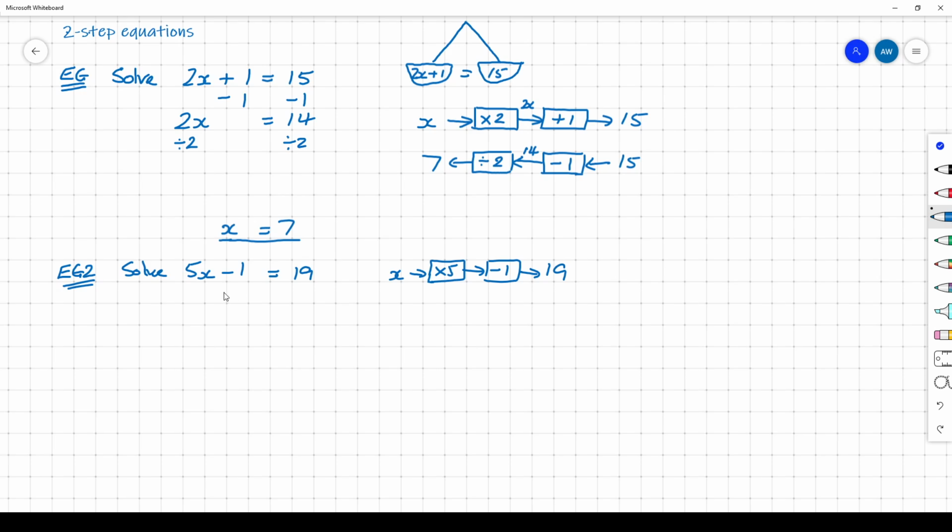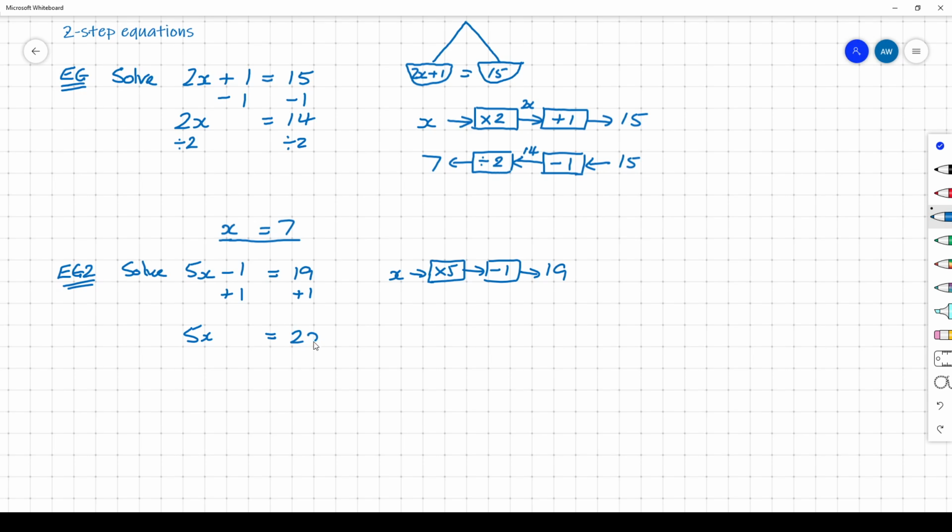How do we get rid of minus 1? In other words, how do we make it 0? We add 1. Do the opposite to what it is. And we do it that side, we must do it to that side of the equation. Moving down the page, 5x minus 1 plus 1 is nothing, equal sign, keep it in a line, 19 plus 1, 20.